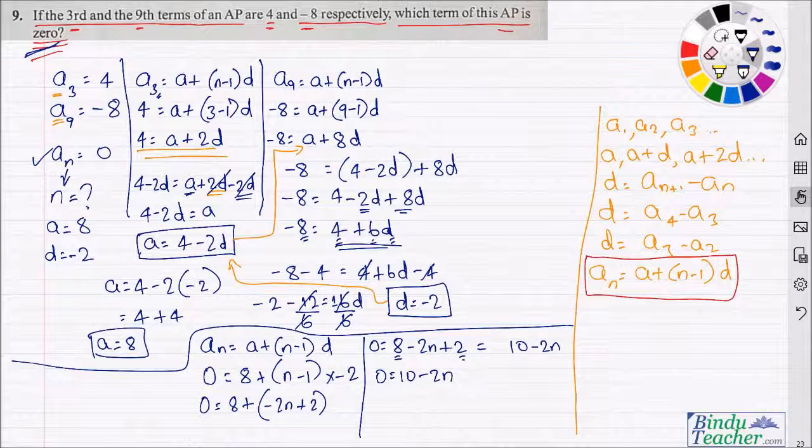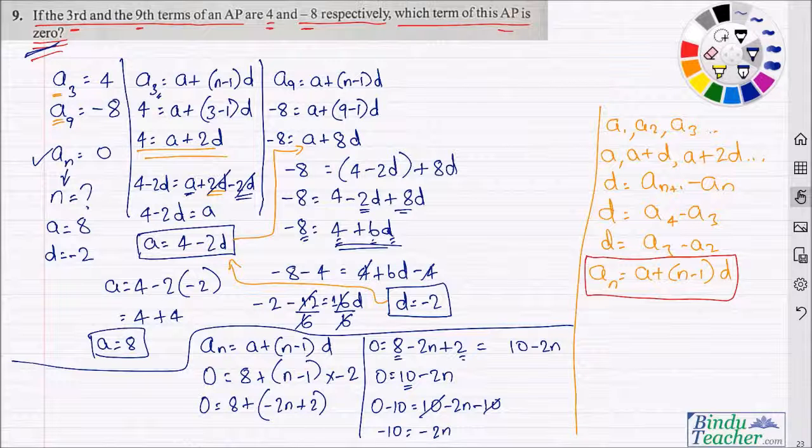Now we will balance this equation. I want to get rid of 10 here. So I'll write 0 equals 10 minus 2n minus 10. Now whatever I do on the right hand side, I will repeat on the left hand side. So we have plus 10 minus 10 cancelling out each other. We have minus 10 equals minus 2n.